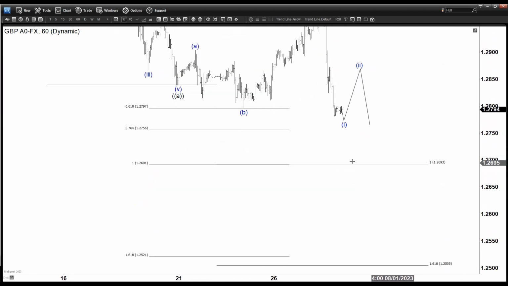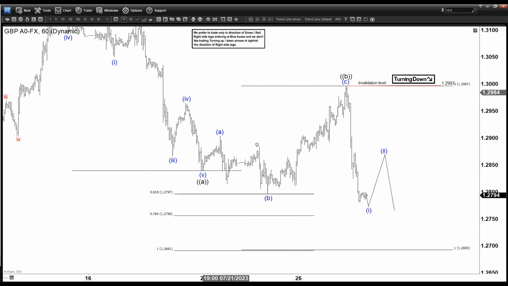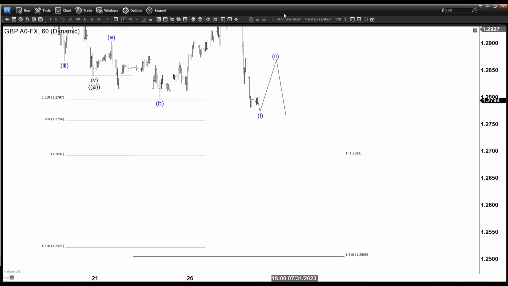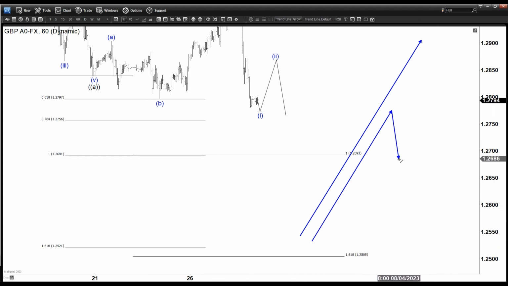Once we reach here, then it should complete the ABC, and therefore it should complete wave 2. Then from here we can rally again to a new high, because that will mean we are in wave 3, or at least doing a 3-ish rally. If it doesn't go to a new high, then we can still see a 3-ish rally from this area here.